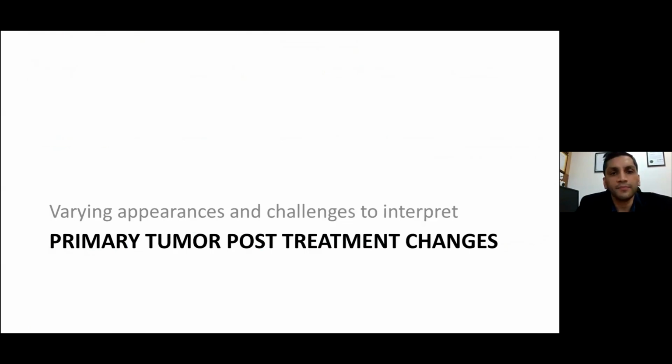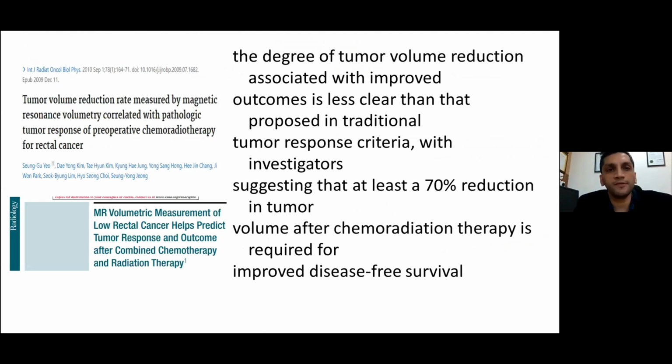you would see how it can play an important role in assessment. In terms of primary tumor post-treatment changes, we should know that it has a varying appearance and there are different challenges to interpret it. Apart from the traditional lesion reduction as per the various evaluation criteria, there are upcoming papers that talk about volumetric measurement of rectal cancer, and they have suggested that this is a slightly better parameter than linear length measurement. They have said that whenever there is at least 70% reduction in tumor volume after CT-RT, these patients are associated with improved disease-free survival.